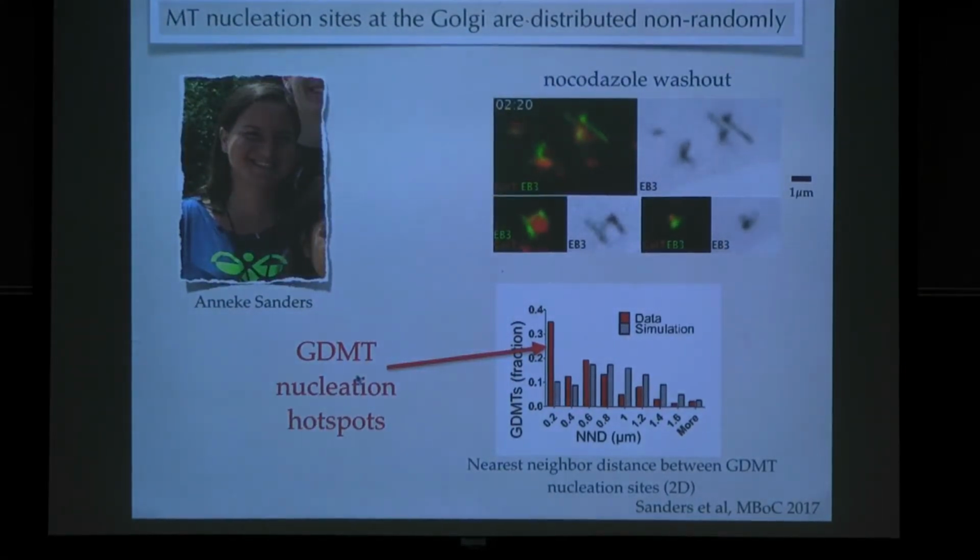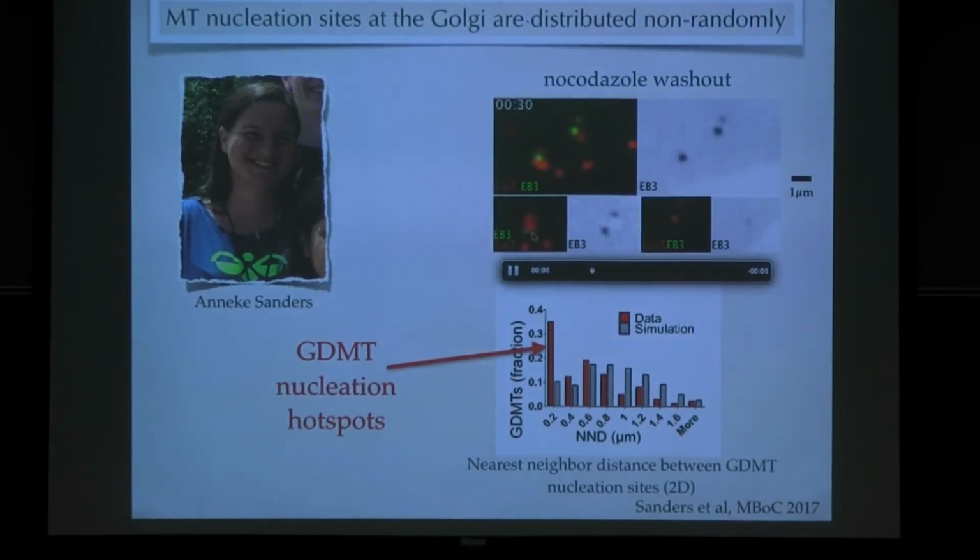So Annika Sanders, who is a postdoc in the lab, started looking more specifically at the geometry of formation of those microtubules in the nocodazole washout assay. What she has noticed is that even though the pieces of Golgi are pretty small, you can see that microtubules are formed in groups. We call them microtubule nucleation hotspots. You can see that it is not a single microtubule forming, but several of them. And in this piece of the Golgi, for example, there are two hotspots, one here, one here. So the whole Golgi membrane is not equal.